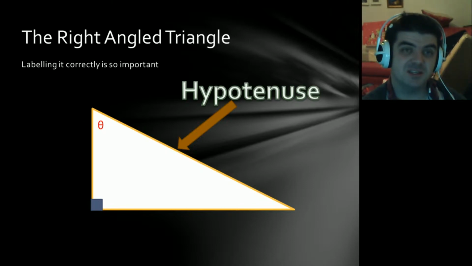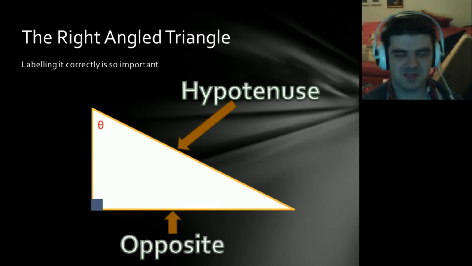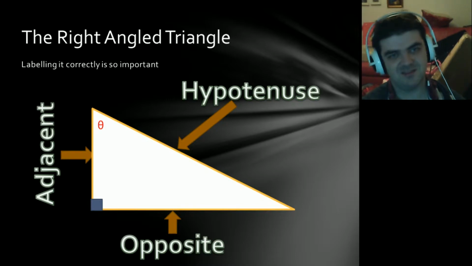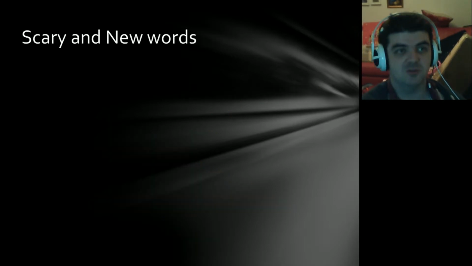Then the opposite just changed, because the side that's opposite the angle now is this one. And the one that's beside it, the adjacent, is over here. So when you set up any of these problems, they might twist the triangle around, so you can label the hypotenuse, the opposite, and the adjacent, and that's one of the first things you should do.